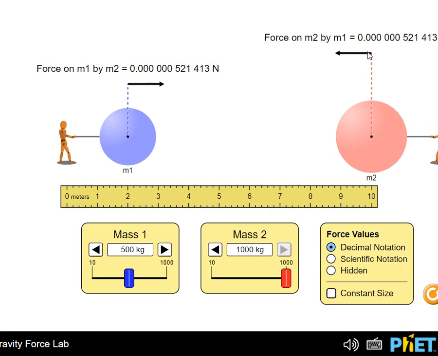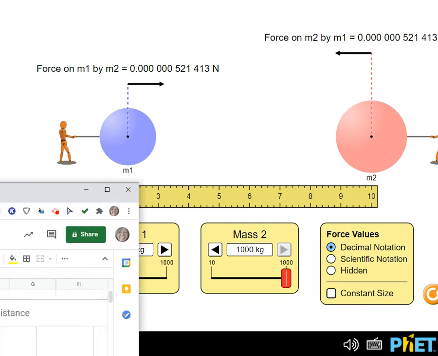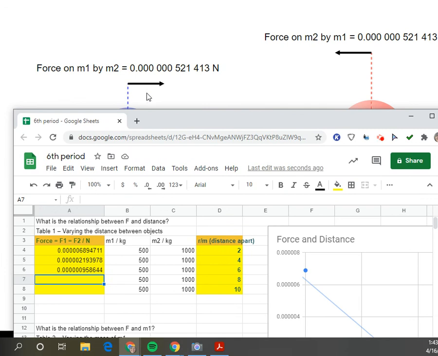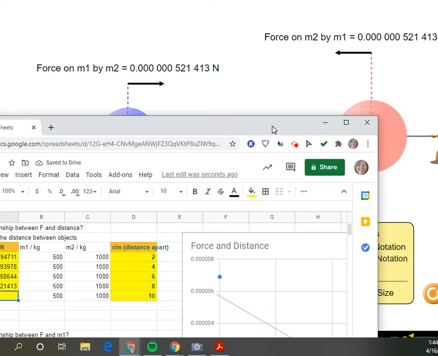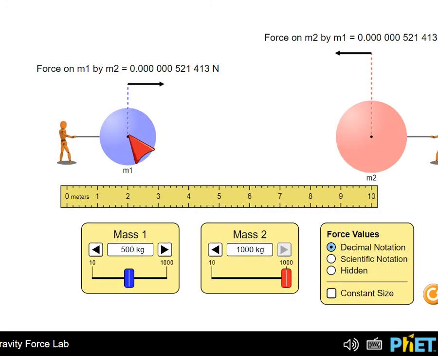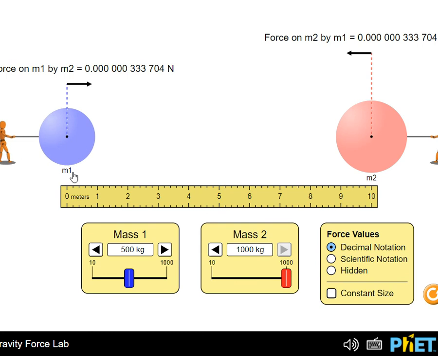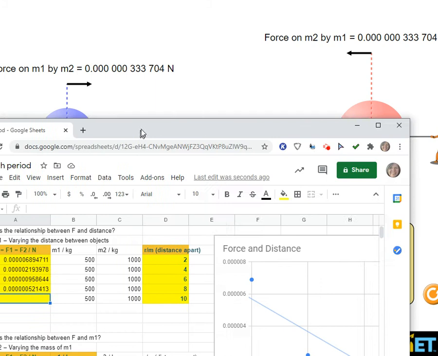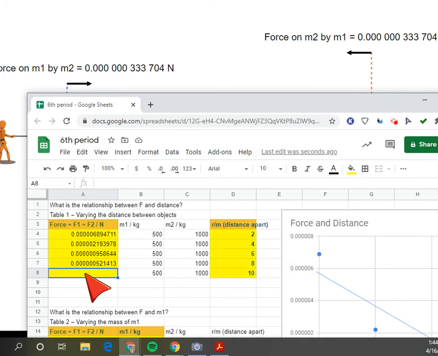Notice the arrow size too. So you can kind of get a visual feel. These numbers are sort of hard to visualize, but when you see the size of the arrow, you can definitely tell what that relationship between gravity and distance is. And then we will go 10 apart. This time we're going to have to move the blue one so that they'll be 10 apart. And you can see those arrows got smaller again. So we'll type in.